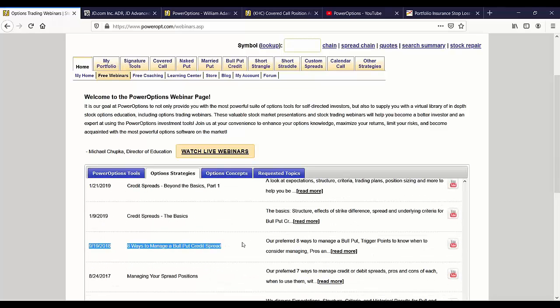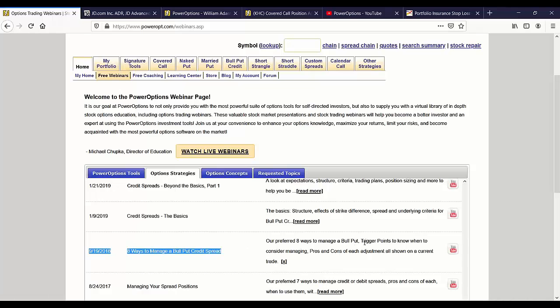and check out this one from 9/19/2018, 8 Ways to Manage a Bull Put Credit Spread. The first 15 minutes or so, we talk about the trigger points that we just sort of reviewed, of when to know when to consider managing. And then we talk about our preferred 8 ways that we might consider managing the bull put spread if those triggers are hit. Okay, so that'll give you a little bit more insight into the 10-15 minutes we just spent covering the review today, to help you out with that scenario also.